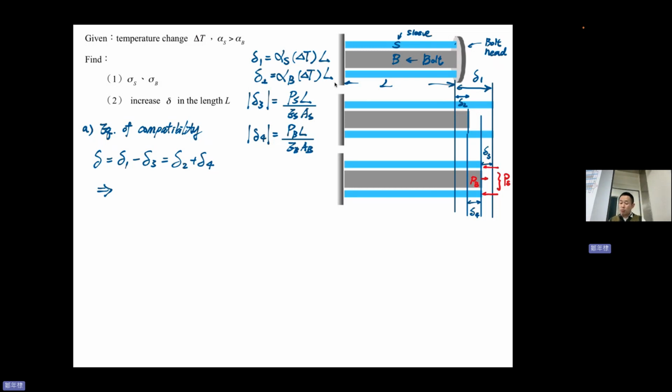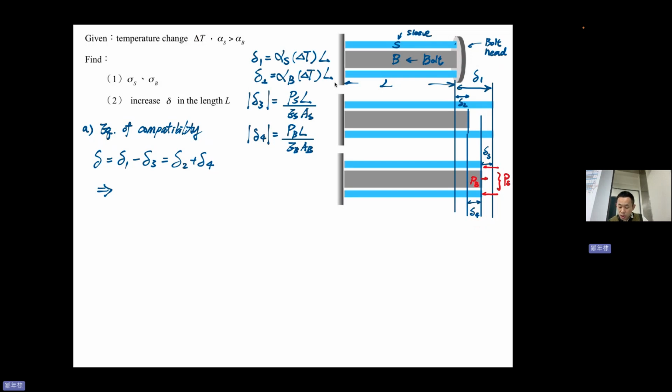And then because the bolt head was there, it would force the sleeve and the bolt to have the same elongation. So it must have some position in between delta 1 and delta 2. Okay, this is the position. And the difference between delta 1 and the final delta will be delta 3. And the difference between delta 2 and the final delta will be delta 4.